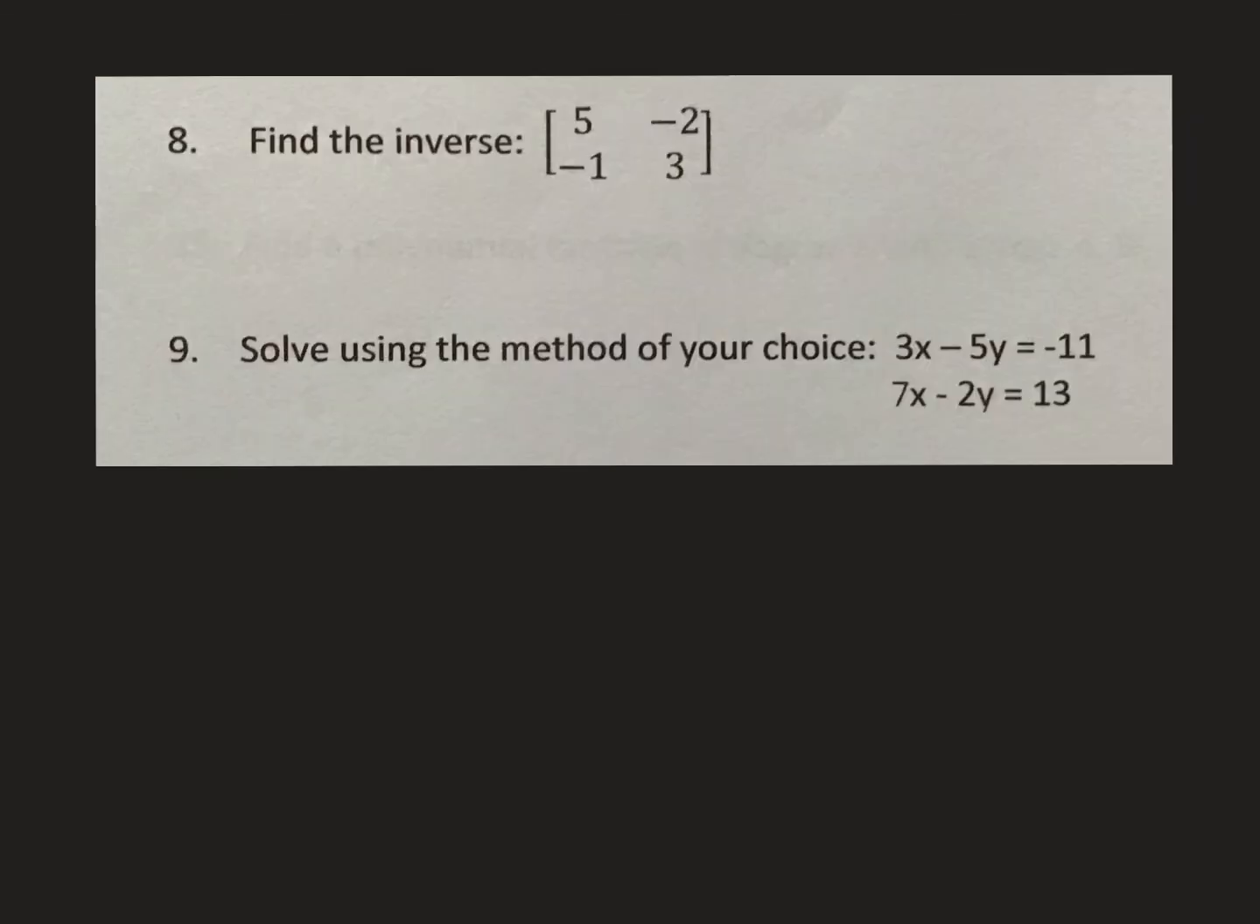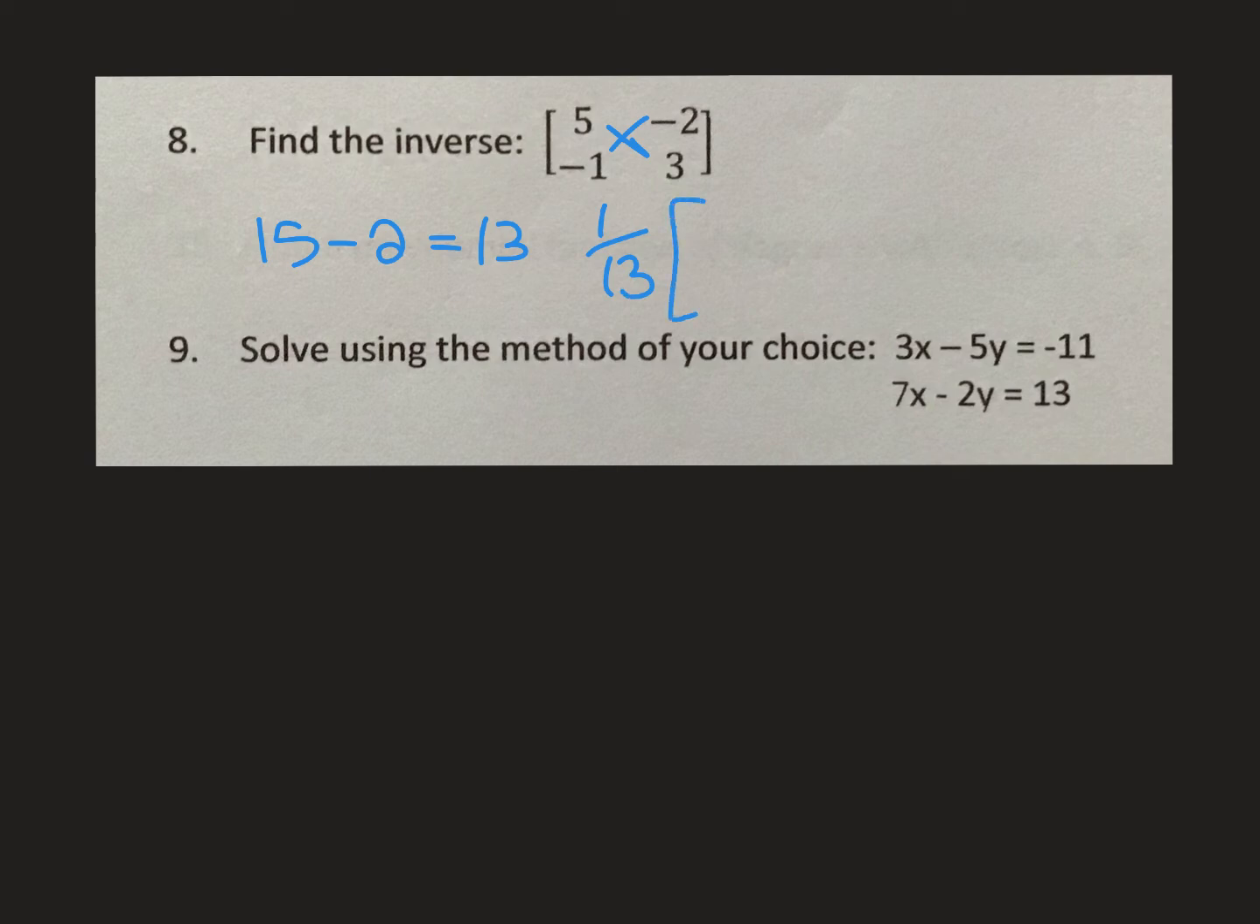Find the inverse. This is review stuff. Remember the gesture. Find the determinant. Flip it. Put it in the front. Switch places with the first and fourth. Change signs on the second and third. So first thing is do determinant. So multiply that way. It's 15. Multiply that way. That's 2. Subtract. It's 13.